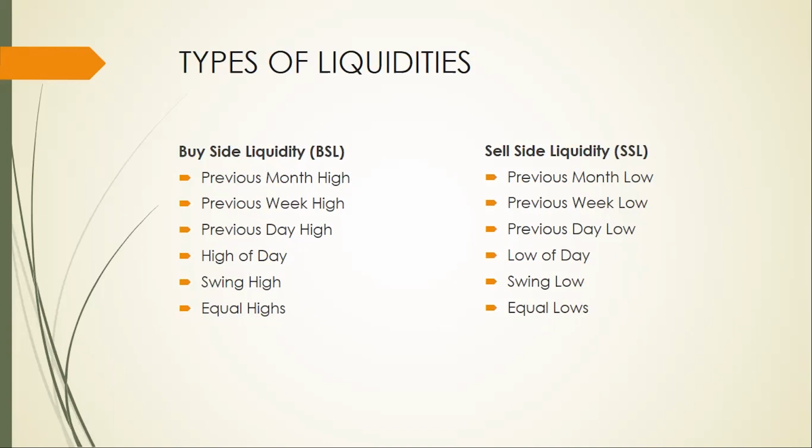The same case applies to the sell-side liquidity. This is originated by stop losses of buy orders. After the sell-side liquidity is taken out, the market reverses to the upside because banks use the stop losses, the sell-side liquidity, to place buy orders in the market. With sell-side liquidity, here we are talking about the previous monthly low, the previous weekly low, the previous daily low, the low of the day, the swing low, and equal lows, right? So when the market takes out an equal low, or maybe a previous day's low, the market will tend to reverse and buy.